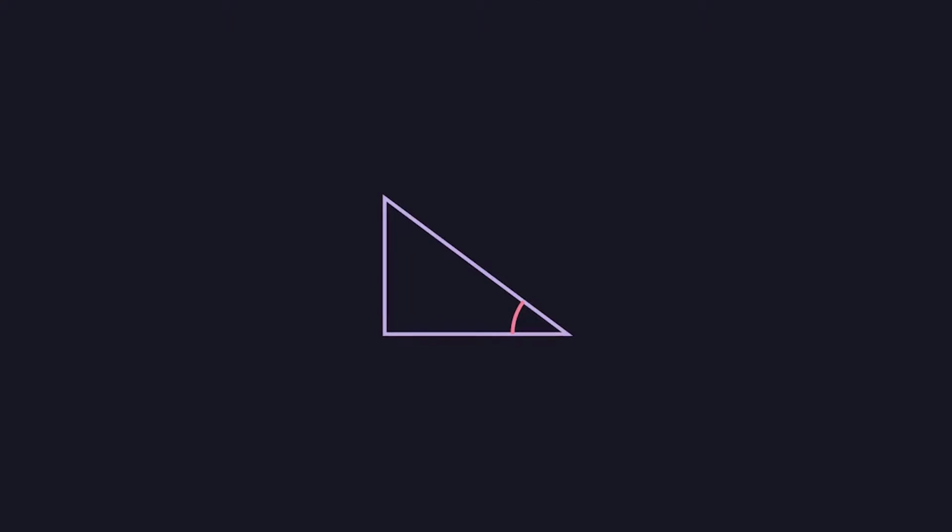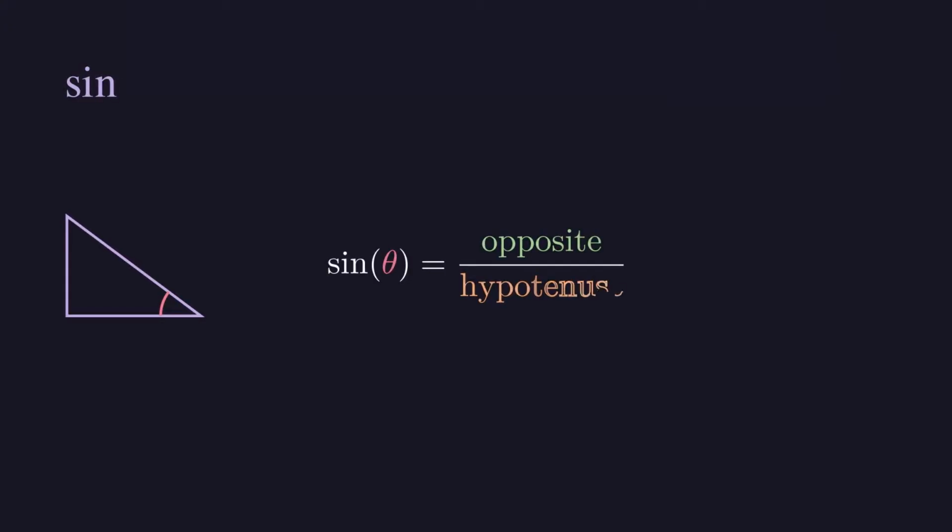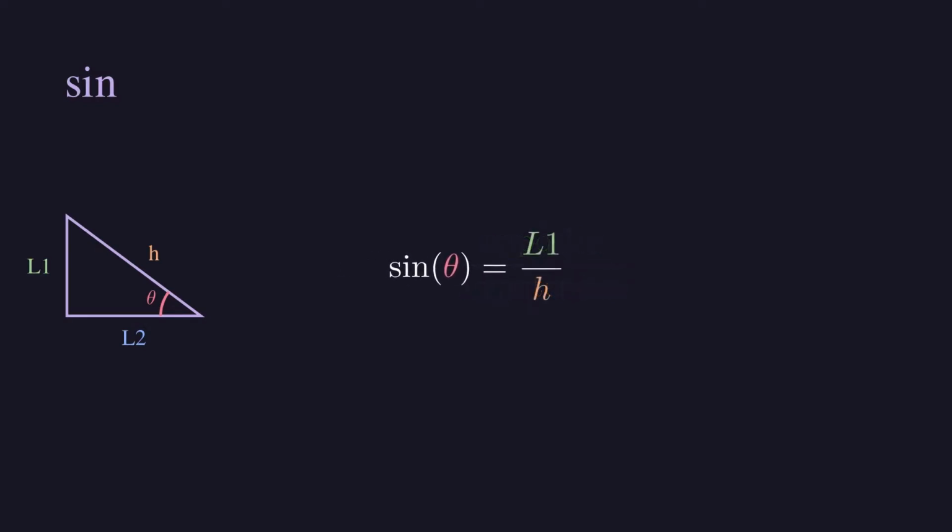All trig functions are simply ratios of different sides of the triangle relative to a chosen angle, not the right angle. Let's take a look at sine. The sine of an angle is the ratio of the length of the side opposite of the angle over the hypotenuse of the triangle. Now that's a bit of a mouthful, so I've just labeled the opposite side L1 and the hypotenuse H so you can see what I mean.